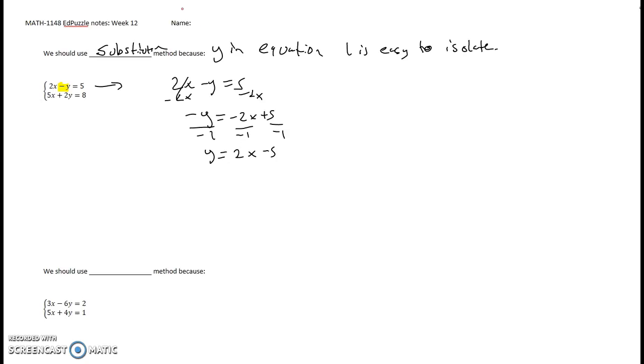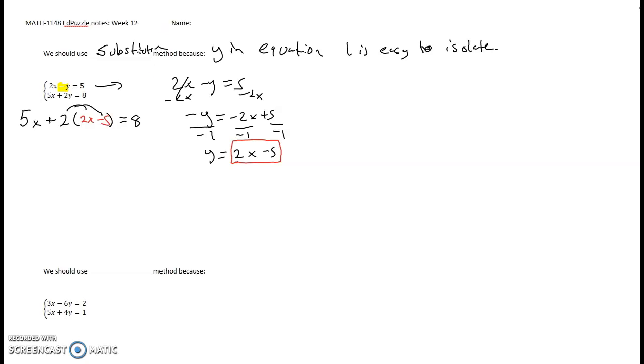Now what I'm going to do is I'm going to take this 2x minus 5, and I'm going to plug it in for y in that equation right there. Again, this is why it's called substitution, because we're going to substitute that in for y. So it's going to be going in right here, and we're going to put that 2x minus 5 in here. And now we're going to solve it.